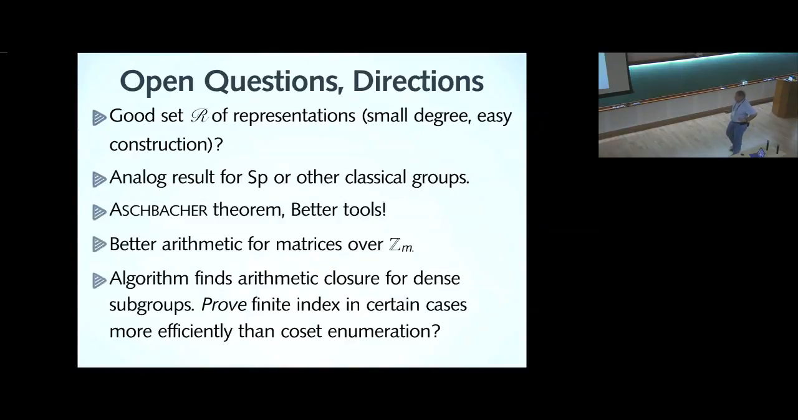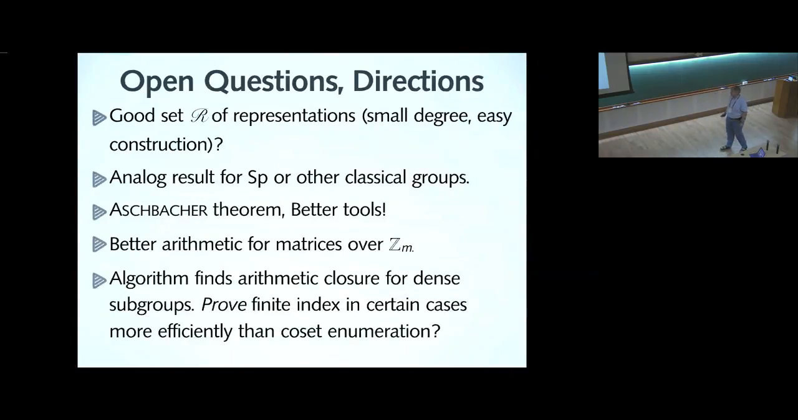What are in general good representations? Easily constructed, small degree. Can we get an analog result for SP or other classical groups with the representations if we don't have transvections? There we don't have, I think, as nice polynomial representations. However, it seems the degree gets larger, so we are aiming to use Aschbacher's theorem to look more at what the different classes are, how a subgroup can be proper.